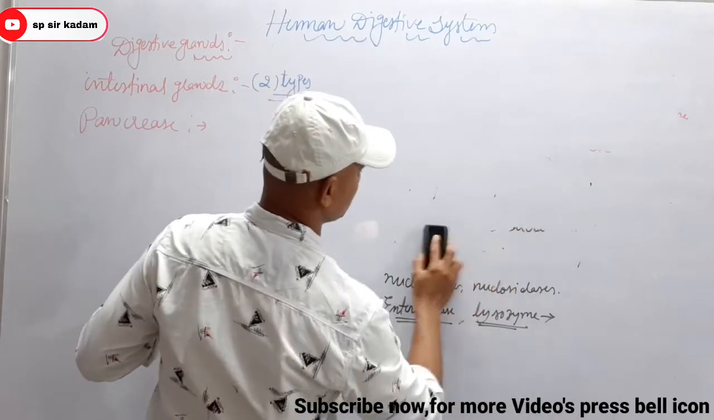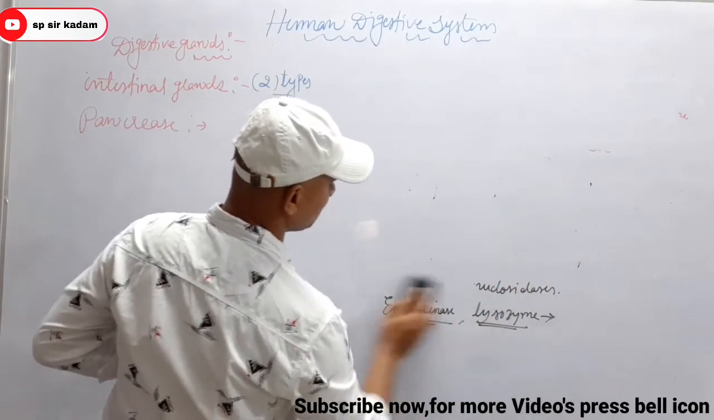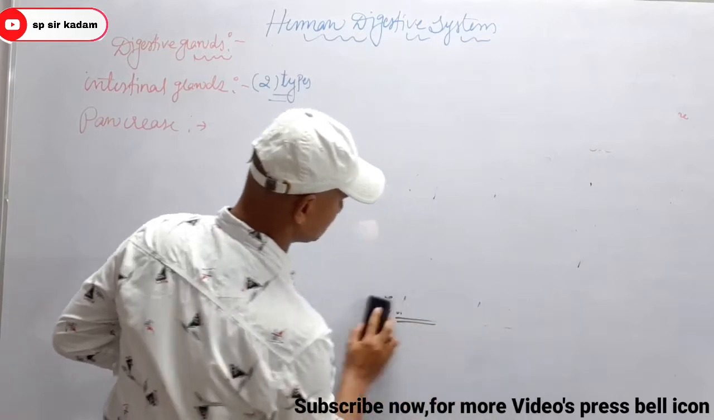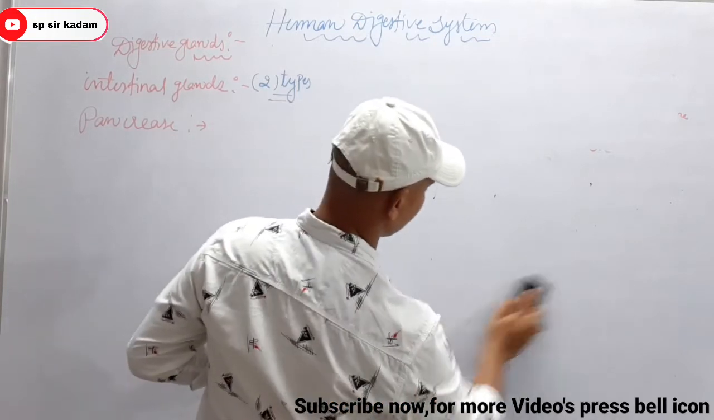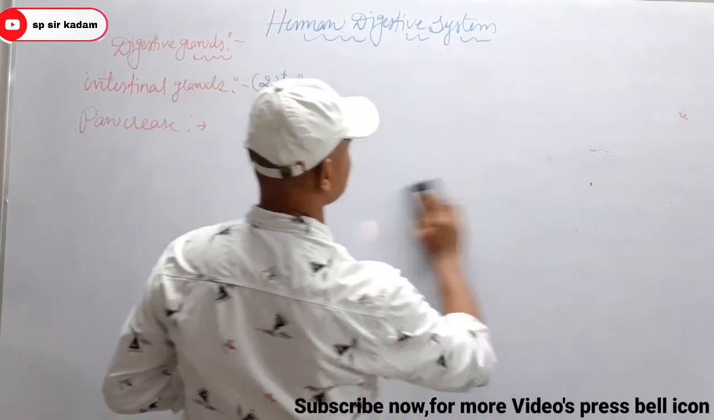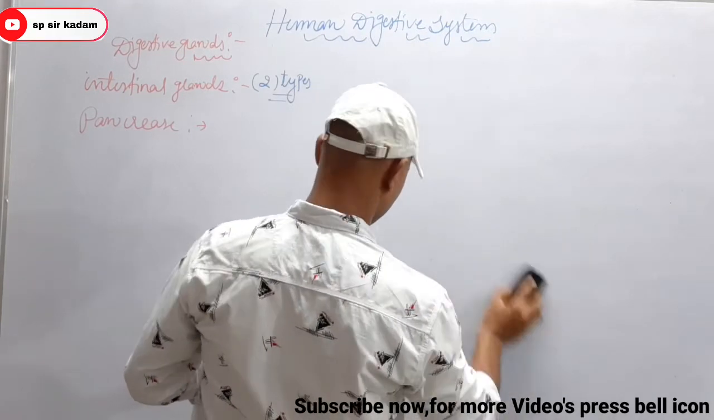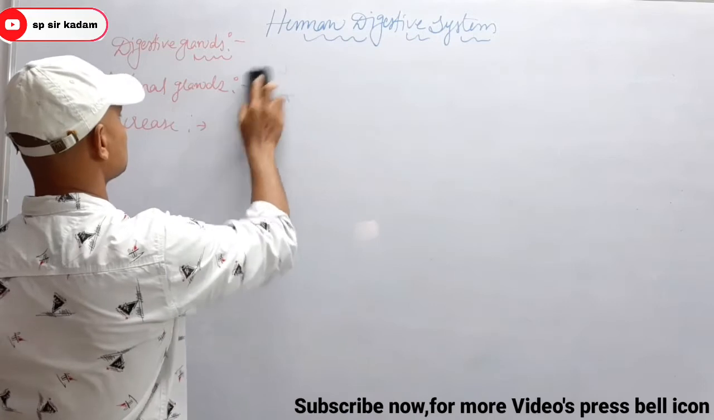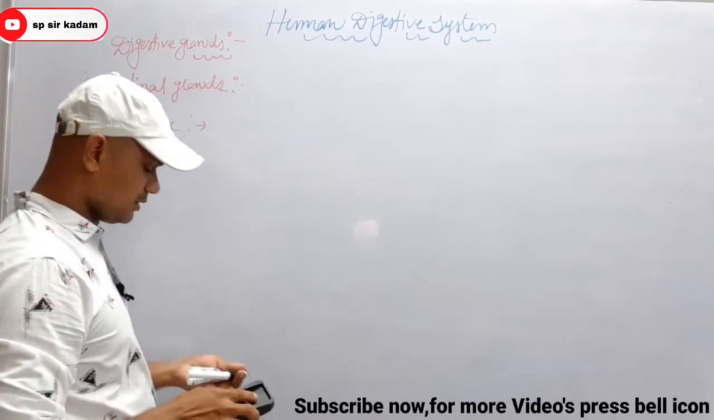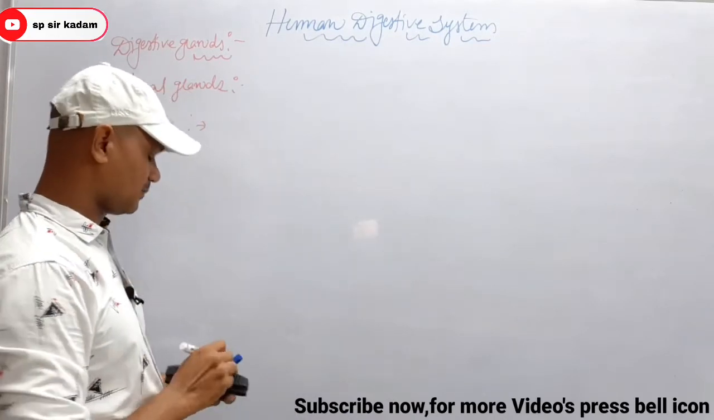So when we look at the special characters of the pancreas, it is both an exocrine as well as an endocrine gland. So that's why it is a mixed gland, as well as the sweet gland or the amphibious gland also. There are so many names for the pancreas.